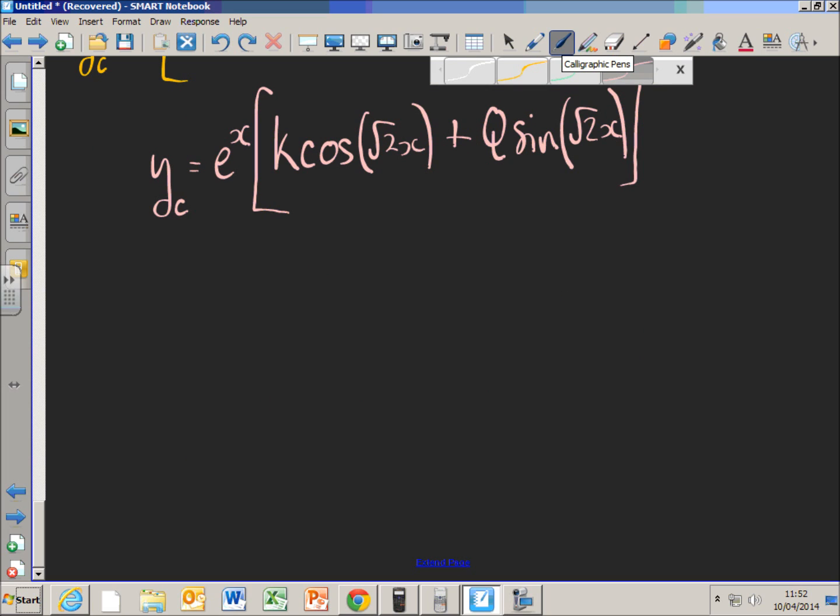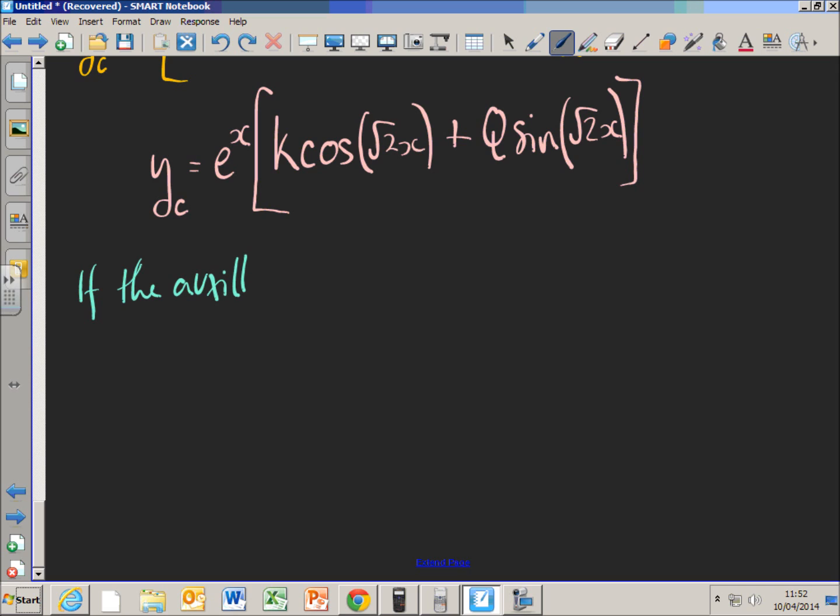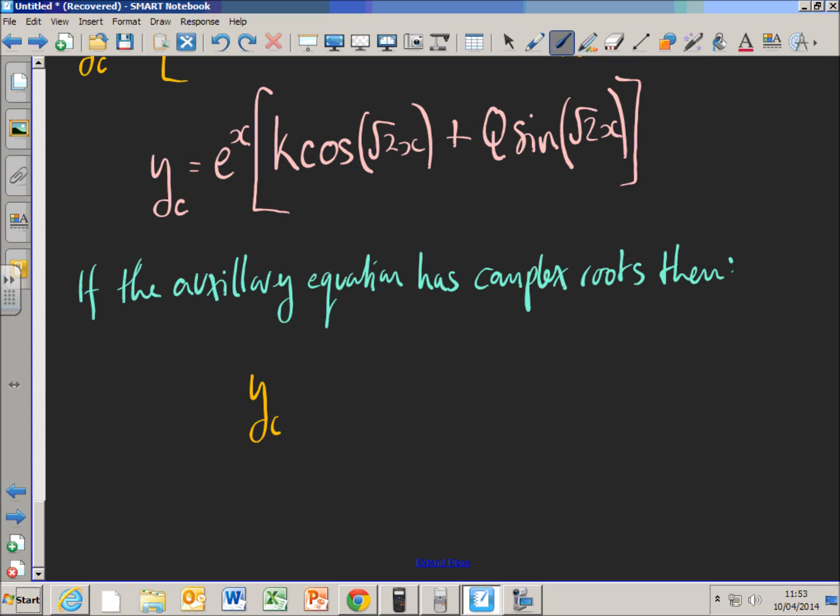Just like we did earlier in the questions, we wrote down a general statement. So if the auxiliary equation has complex roots, then what do we get here? What form does it have in general? This was particularly for this question. We've got this root 2x. e to the alpha x. What's alpha?